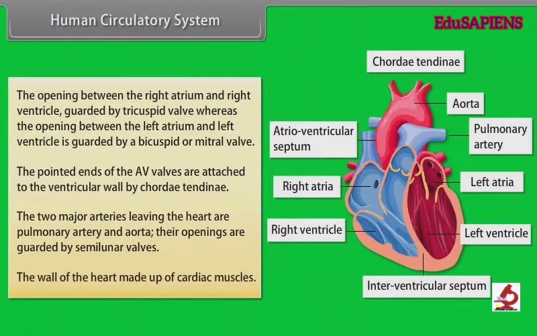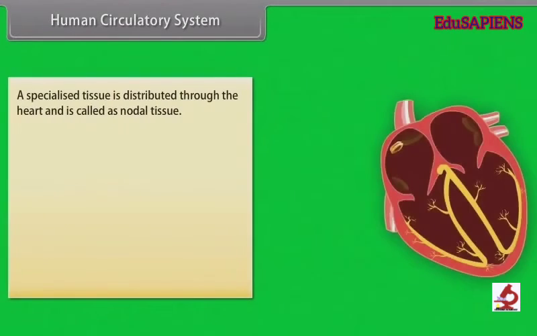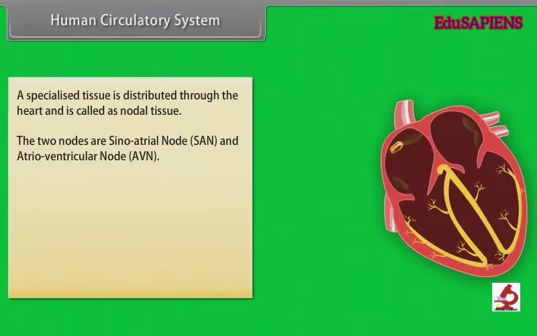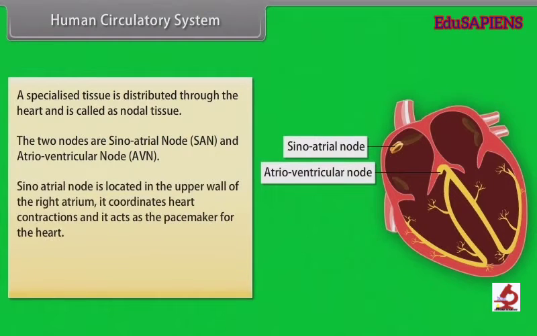The wall of the heart is made up of cardiac muscles. A specialized tissue is distributed through the heart and is called nodal tissue. The 2 nodes are the sinoatrial node and the atrioventricular node. The sinoatrial node is located in the upper wall of the right atrium. It coordinates heart contractions and acts as the pacemaker for the heart.